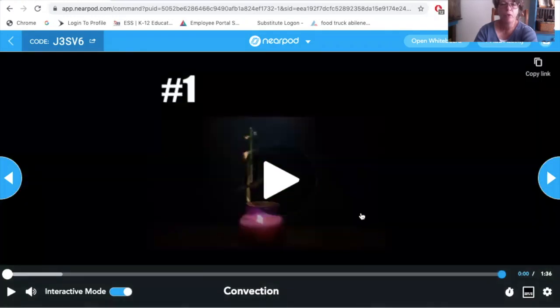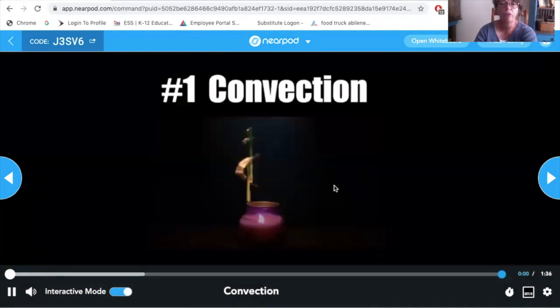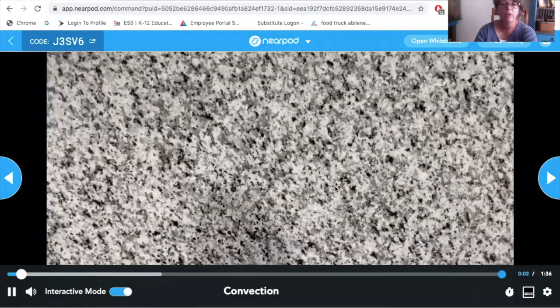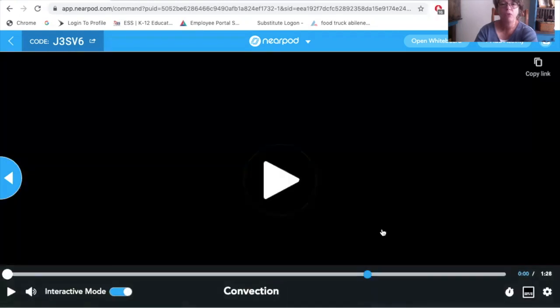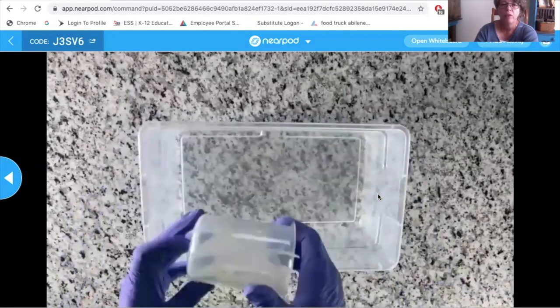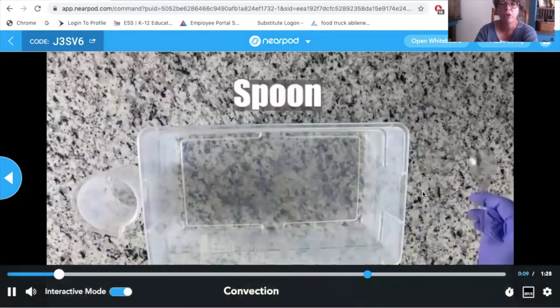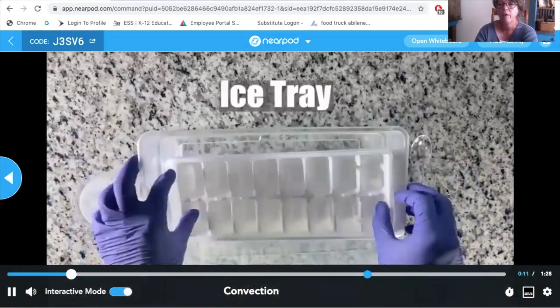One lab shows convection through a convection snake that is done with simple things that most people have around the house, which also shows convection, but through a fluid. They can see what a convection current looks like on their own.